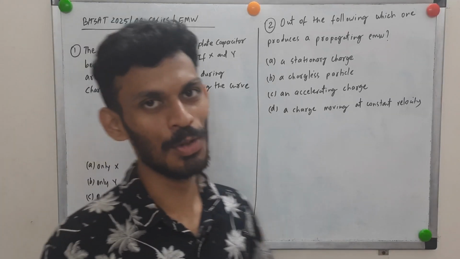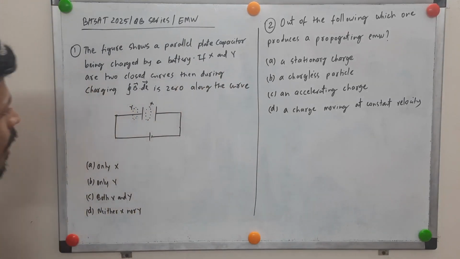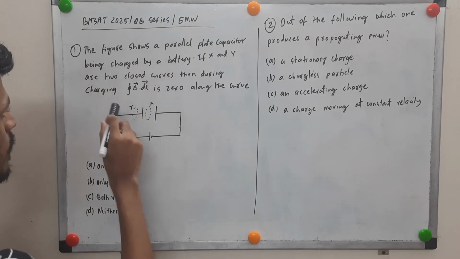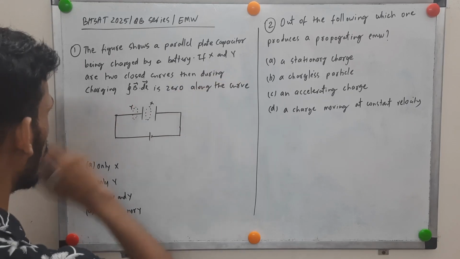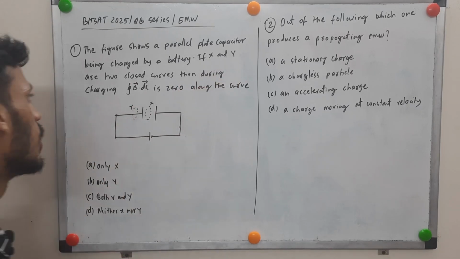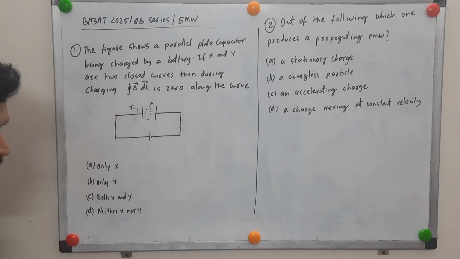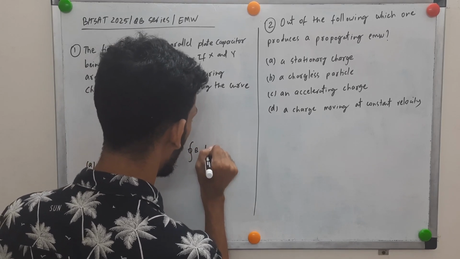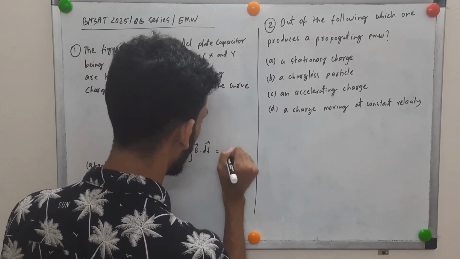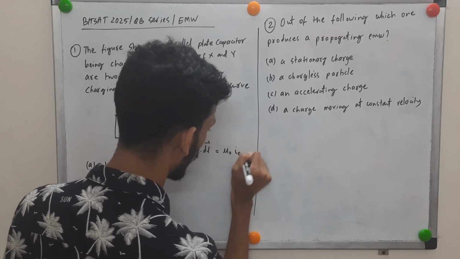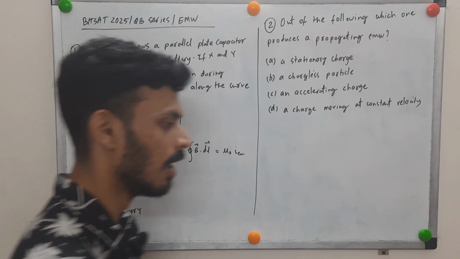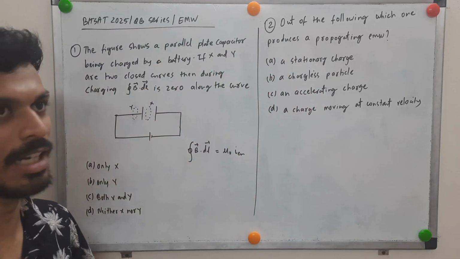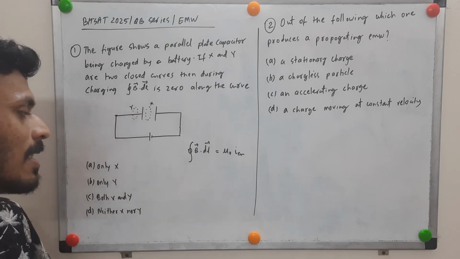So question 1 and 2 for today. In question 1, we have a figure with a parallel plate capacitor charged by a battery. We are shown two closed curves X and Y. You are supposed to tell this integral B·dl. If you know Ampere's circuital law, it is mu naught times I enclosed. Using this you can find the magnetic field due to a loop, a straight wire, and so on. So this makes it simple, right?